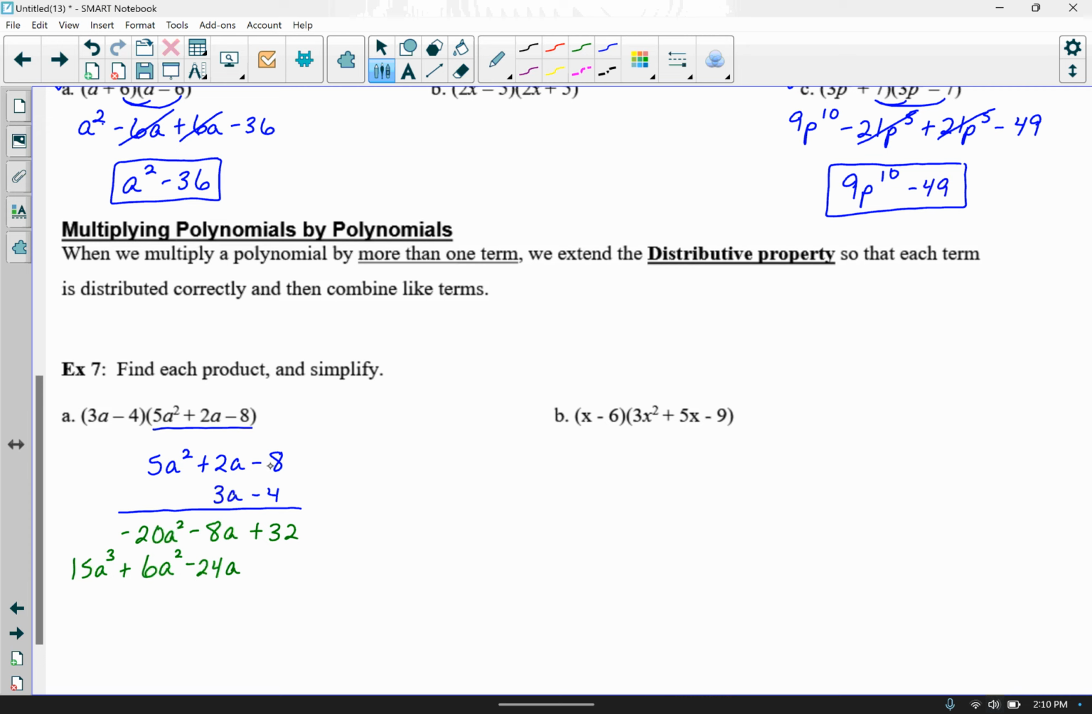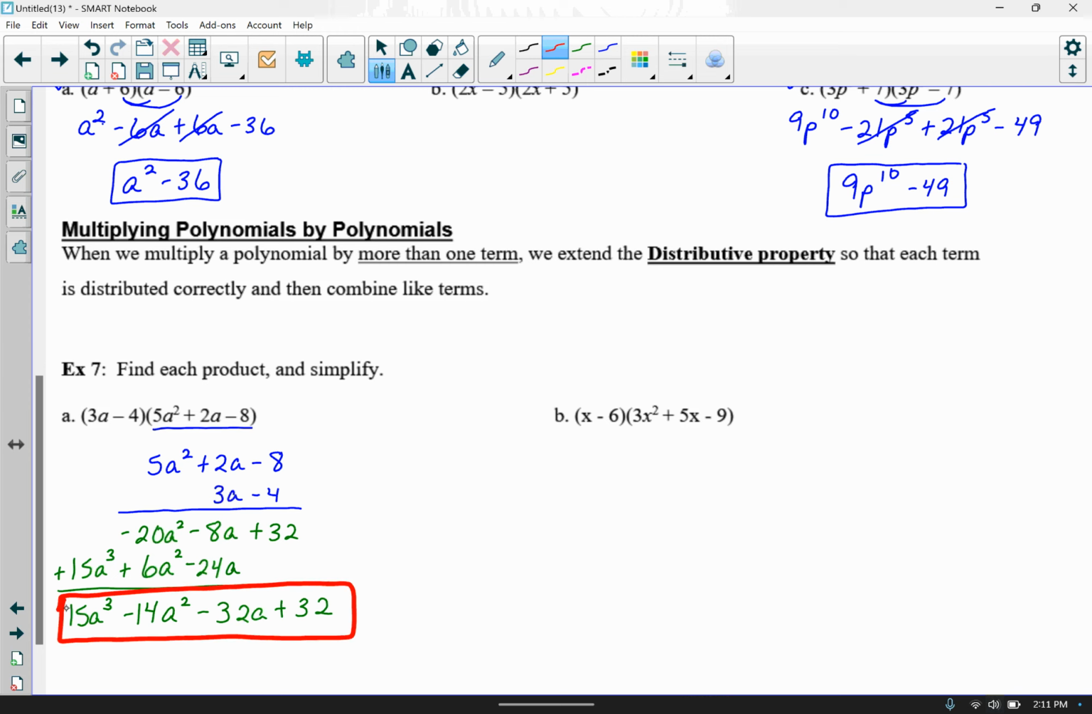So now I've gone through and I multiplied negative 4 times everything. I multiplied 3a times everything. Last step, just add them, combine like terms. So you have your 15a cubed, negative 20 plus 6, so a minus 14a squared, minus 32a plus 32. And that'd be our final answer. This right here.